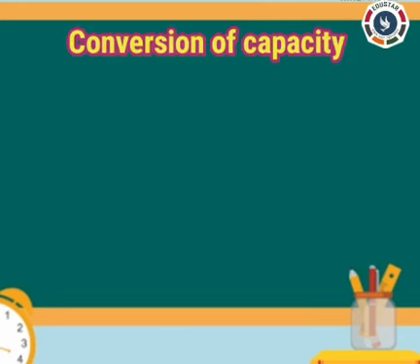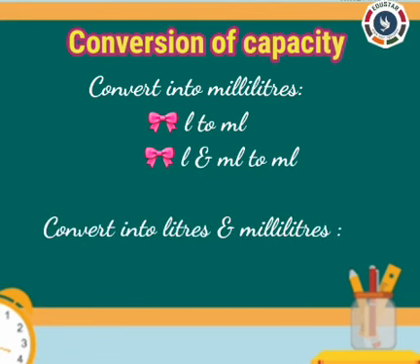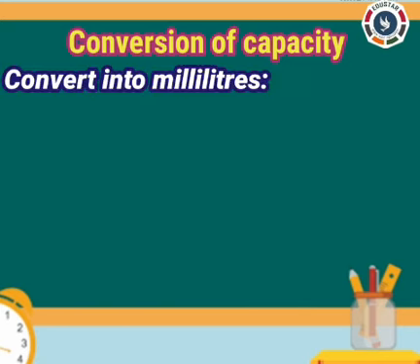Now let's see the conversion of capacity. Conversion of capacity is done in the same way as conversion of weight. Here we are converting from liter to milliliter, liter and milliliter to milliliter. These are the conversion from higher to lower unit. Convert from milliliter to liter and milliliter. This one is lower to higher unit conversion. First convert from liter into milliliters.